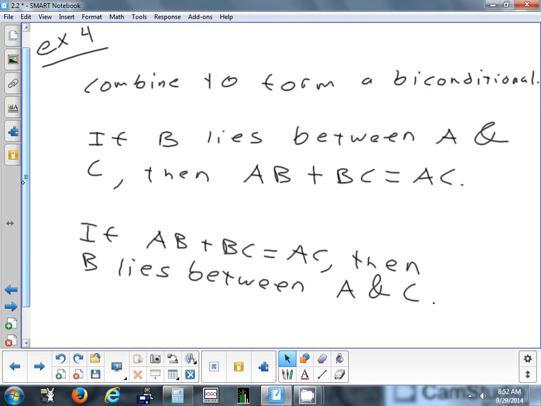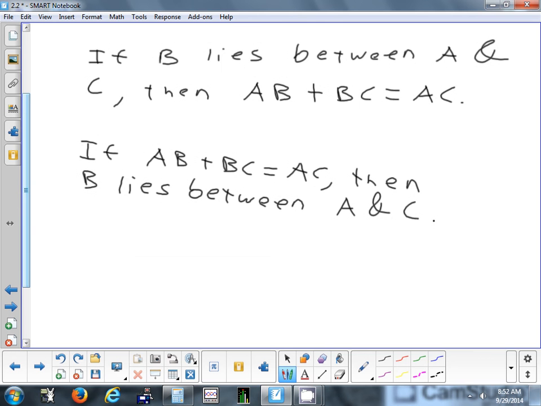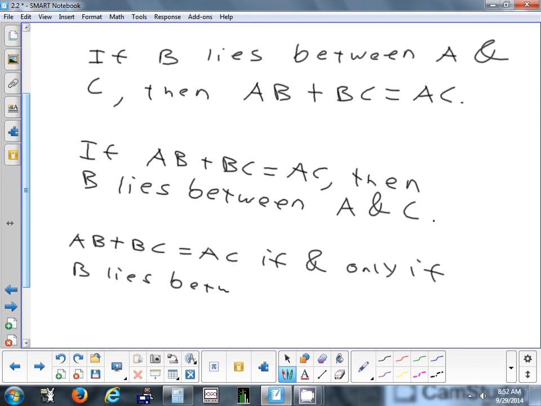So we're going to recombine these two statements into a single biconditional. Okay, so Eric, what did you have? I put AB plus BC equals AC if B lies between A and C. Yep, that sounds good. AB plus BC equals AC if and only if B lies between A and C. How many people wrote it exactly that way? AB plus BC equals AC, if and only if B lies between A and C.